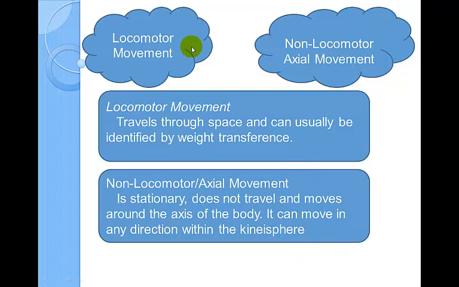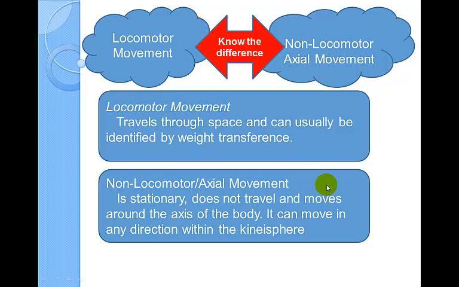Both locomotor movement and non-locomotor movement or axial movement have some similarities, but they are basically very different, and you just need to understand those differences. You need to memorize and understand and remember. Locomotor movement moves, non-locomotor movement does not move through space. Locomotor movement travels through space and can usually be identified by weight transference from one foot to the other, from one foot to both feet, from both feet to one foot.